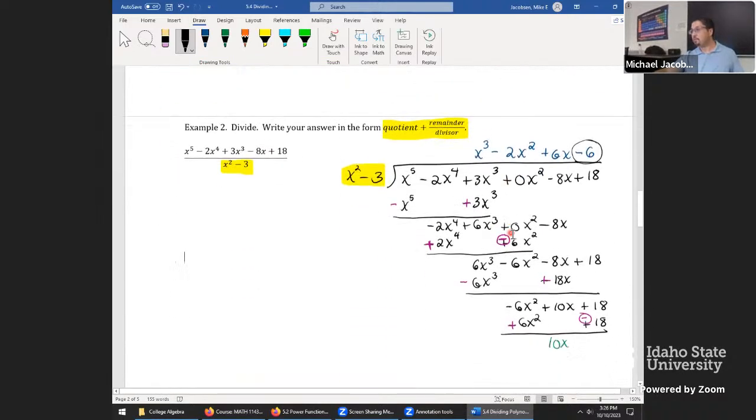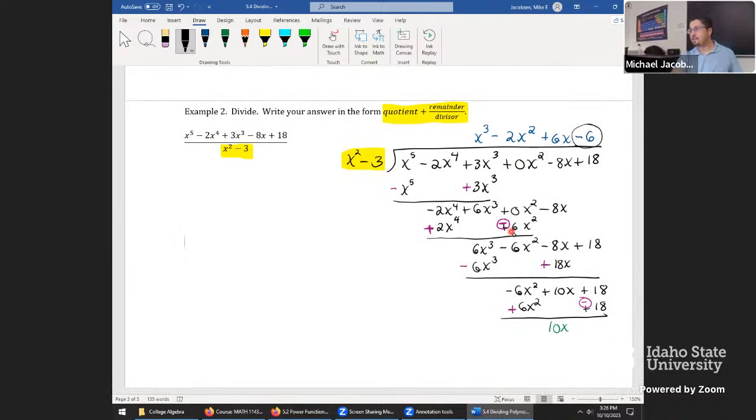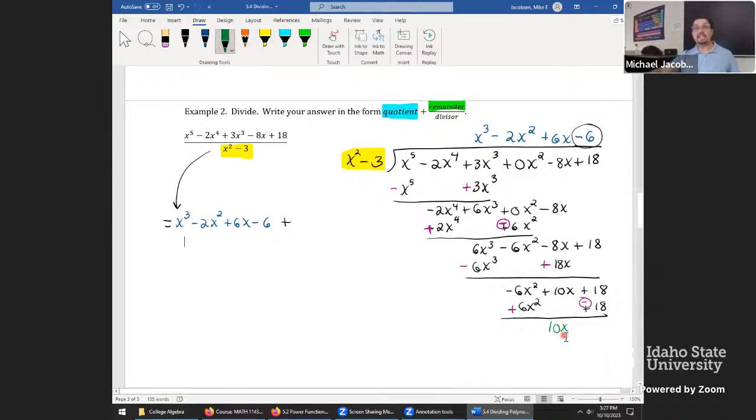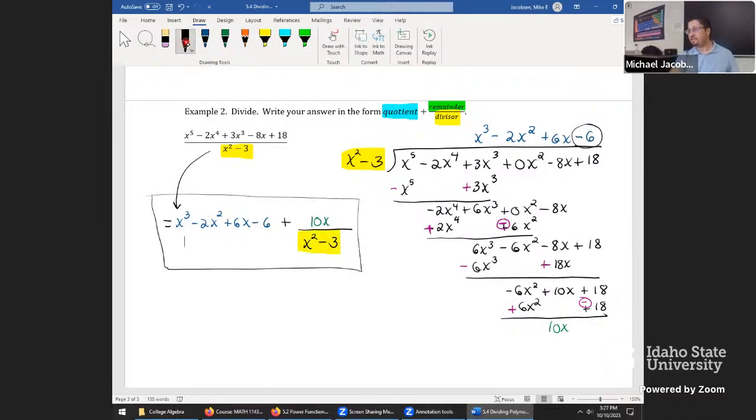is 71. But over here, we get the opportunity to say that this whole thing is now equal to something. This, as a division problem, is equal to the quotient of x cubed minus 2x squared plus 6x minus 6. So that was the quotient right here that we produced. We'll add to it the remainder. What's our remainder? It was that 10x. Divide by the divisor. Divisor again is the x squared minus 3 in the denominator. And that will be our answer on this one.